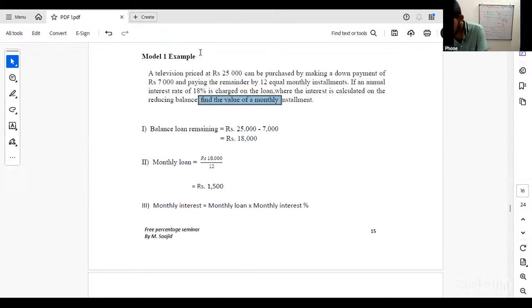That's the first model. So do you have questions regarding the first model? Whatever questions you need to ask, you can ask them now before going to model 2. In this particular lesson of reducing balance interest calculation, just these 2 models, no other model, just these 2.